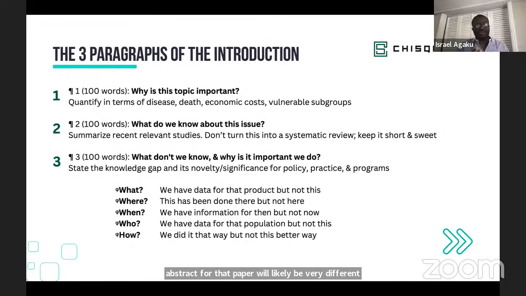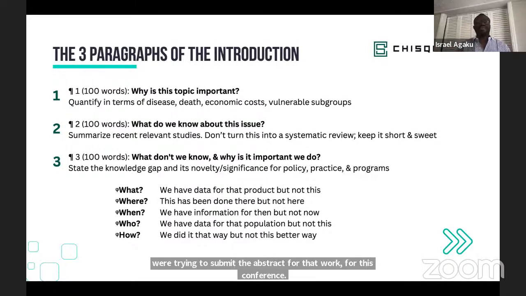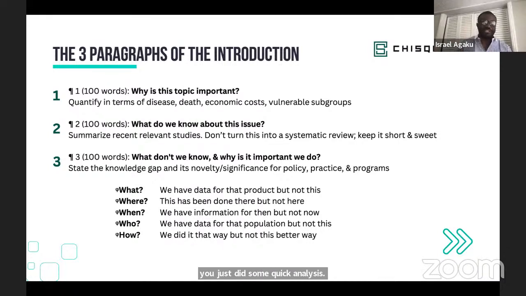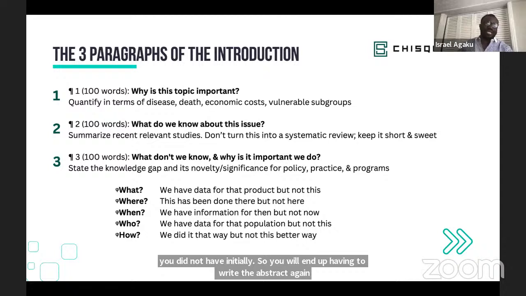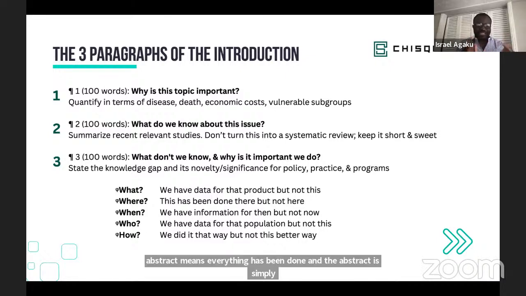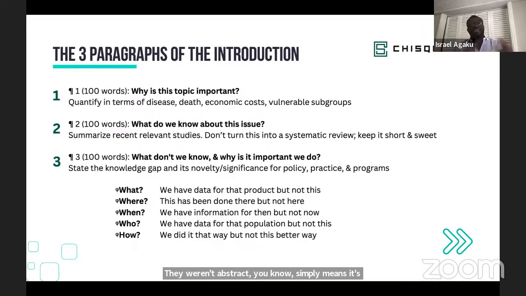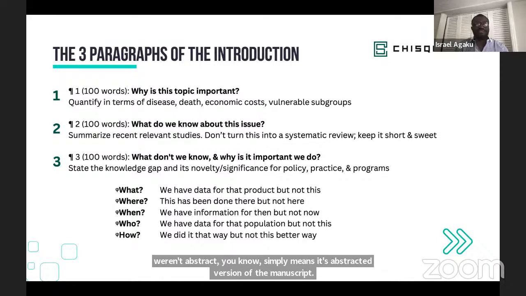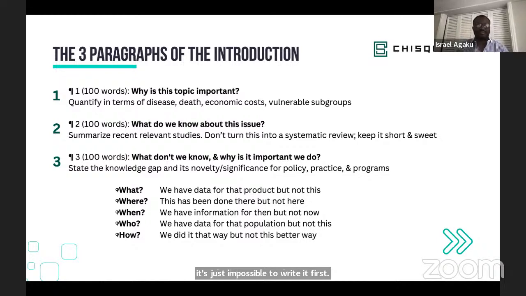Why? Because when you were trying to submit the abstract for this conference, you just did some quick analysis. When you do the deeper dive into the data, you'll find out things that you did not have initially. So you will end up having to write the abstract again, but again, you're going to write the abstract last, because how in the world can you write the abstract first? The abstract means everything has been done, and the word abstract simply means that it's an abstracted version of the manuscript, the full thing. So it can't be written first. It's just impossible to write it first. It has to be written last.